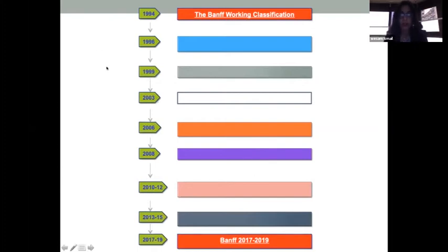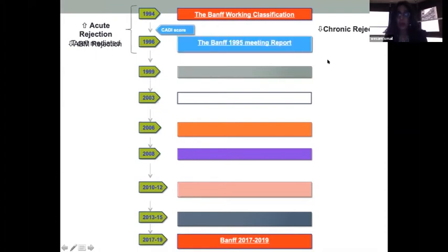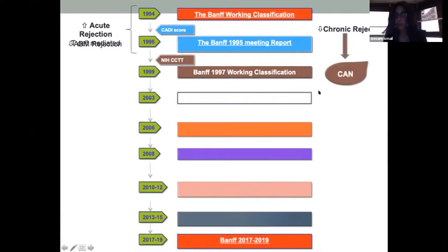In order for you to understand Banff, you have to know that Banff started in 1994, and at that time we only had the concept of acute rejection. We didn't know much about antibody-mediated rejection, and we did not know a lot about chronic rejection. Through the years, Banff has managed to integrate a lot of other systems, like the CADI score and the NIH Collaborative Clinical Trials system, and every few years a new classification comes up. Through these years, we've changed a lot, we've learned a lot, and we've been updated a lot.